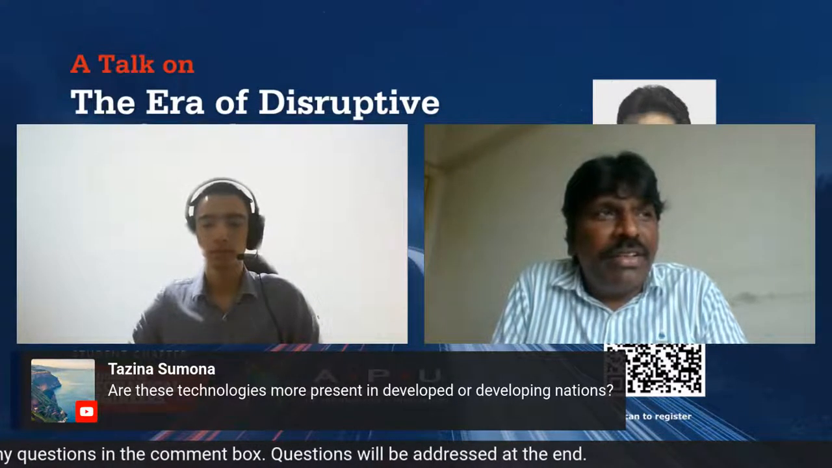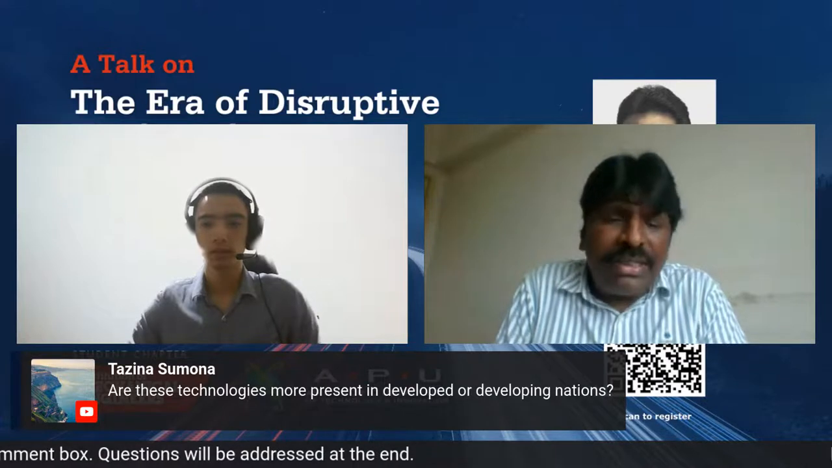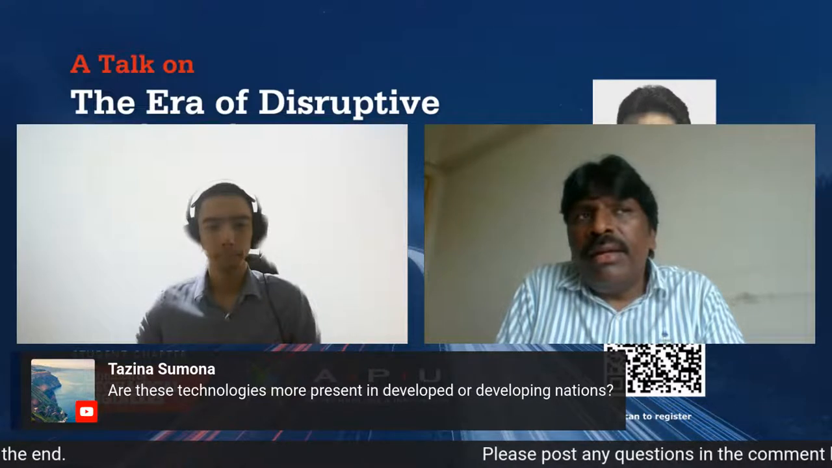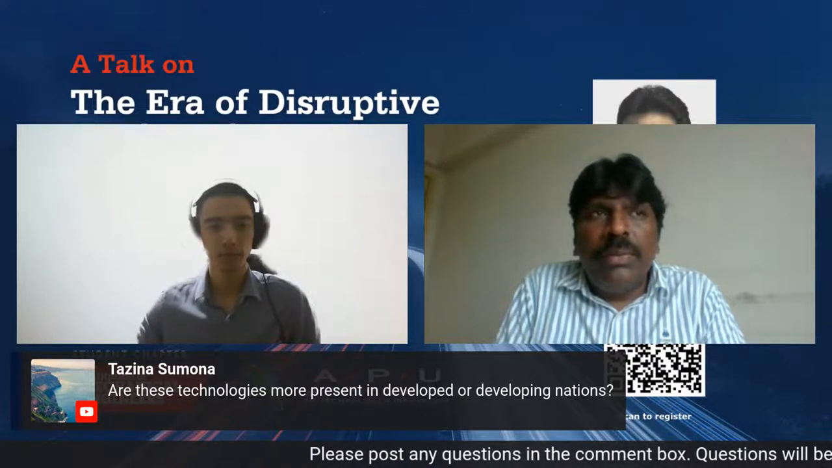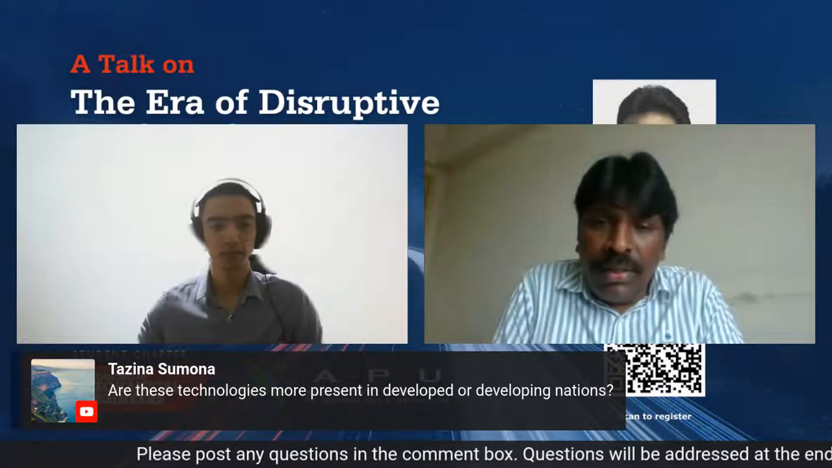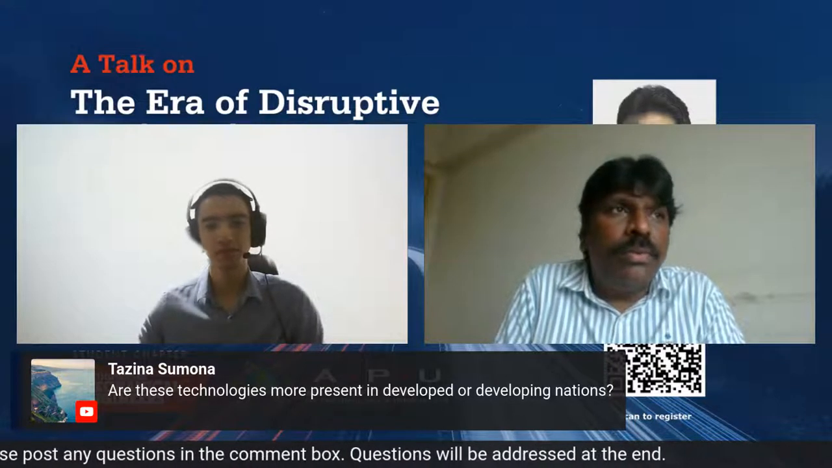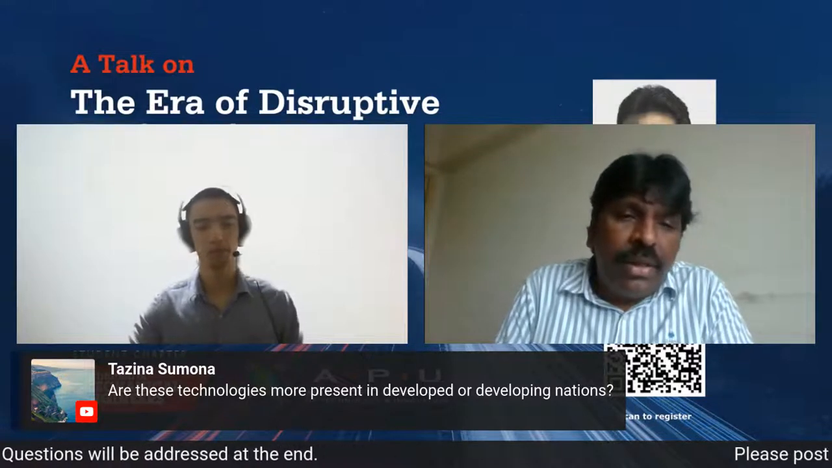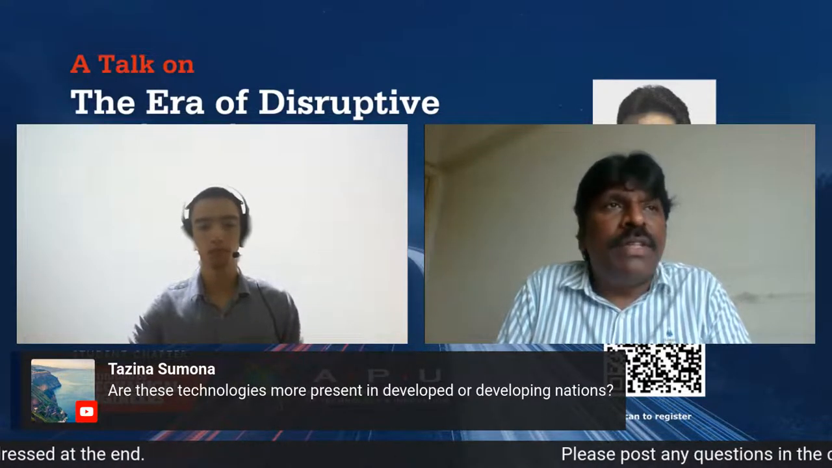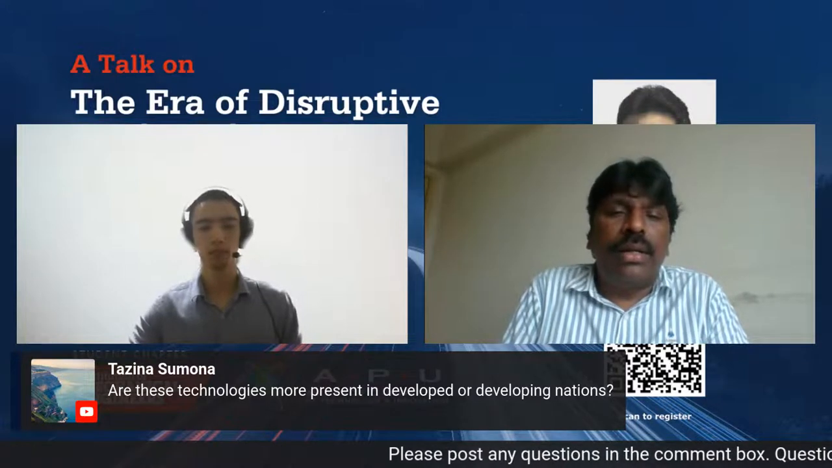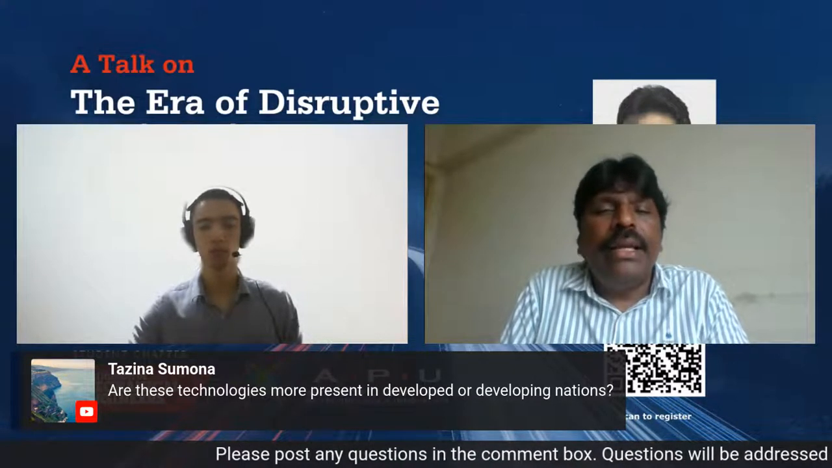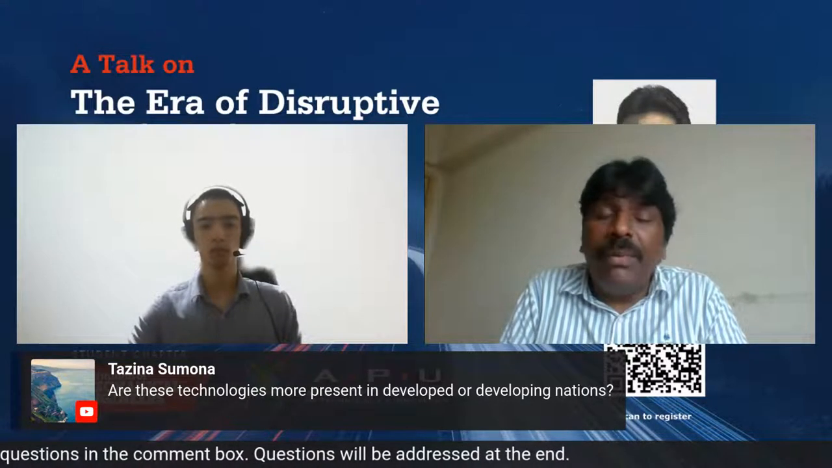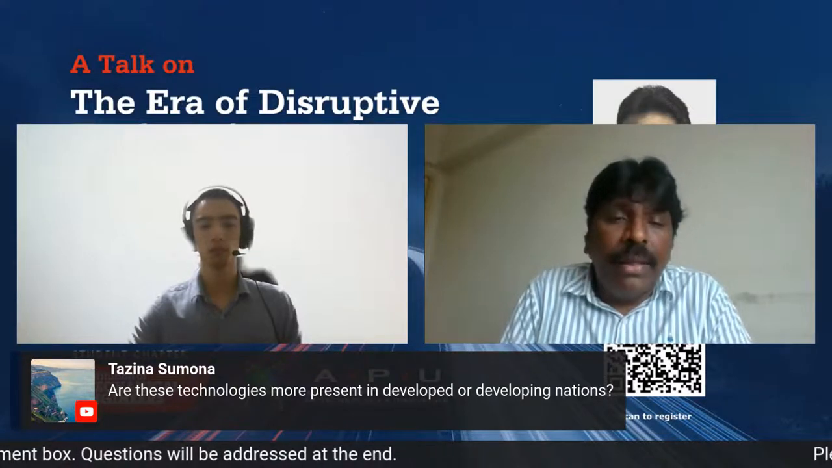The development of technology requires investment, starting from the research phase. Basically, you have an idea. To bring an idea to a model and to commercialize it, a huge investment is required. So most of the technologies are developed by developed nations, and are adopted or made available to developing nations. That is the truth.